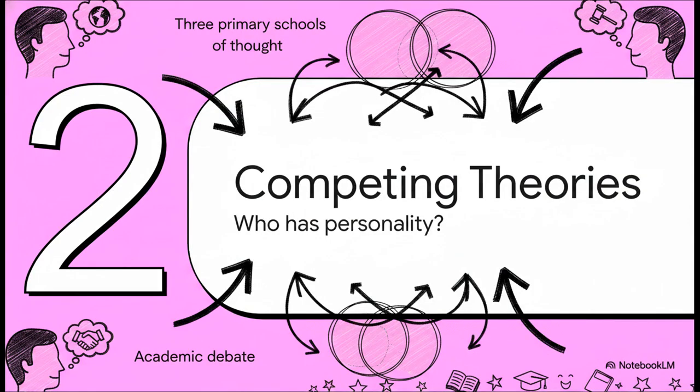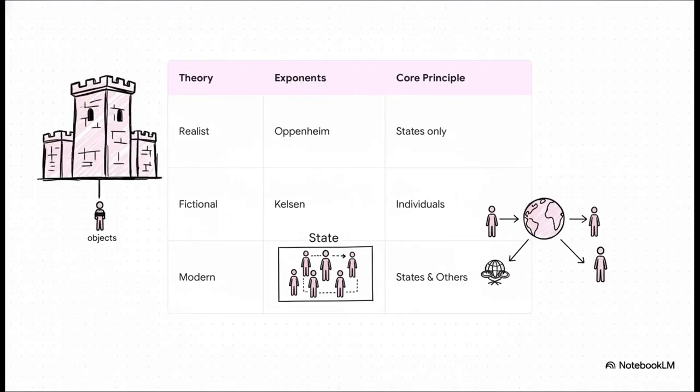Moving right along to part 2, the 3 competing theories. Contrasting these foundational theories is a foolproof way to score extra points on an essay. First, you've got the realist theory, championed by Oppenheim, which argues that states alone are subjects, individuals are mere objects, treated almost like property. On the extreme opposite end, you have Kelsen's fictional theory. He argued individuals alone are subjects, and the state is just a legal fiction representing a group.